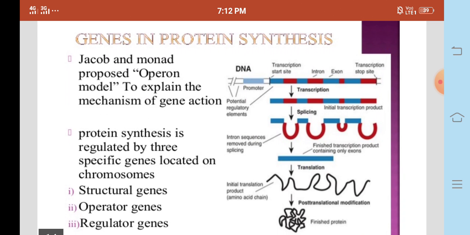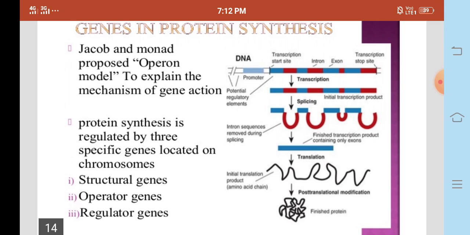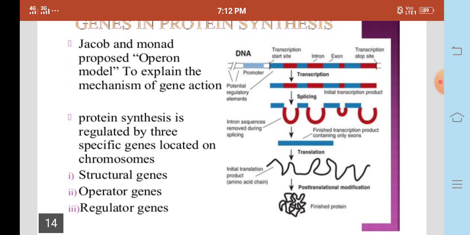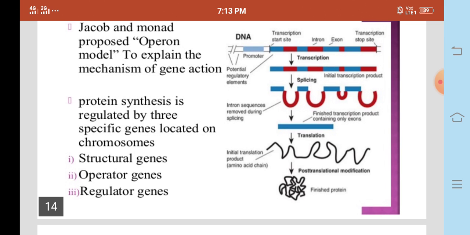Genes in protein synthesis. Genes are required and essential for protein synthesis. Jacob and Monod proposed the operon model to explain the mechanism of gene action. Protein synthesis is regulated by three specific genes located on chromosomes: structural genes, operator genes, and regulator genes. These three types of genes are involved in protein synthesis.